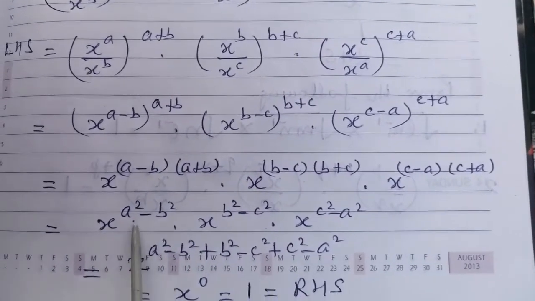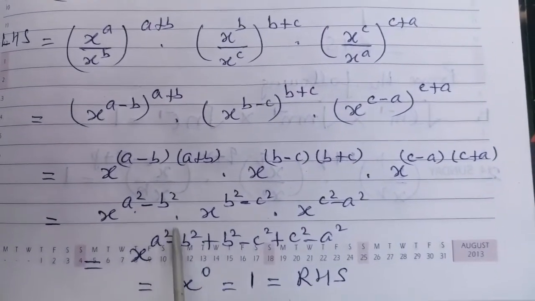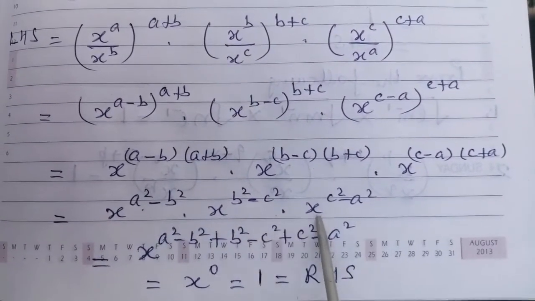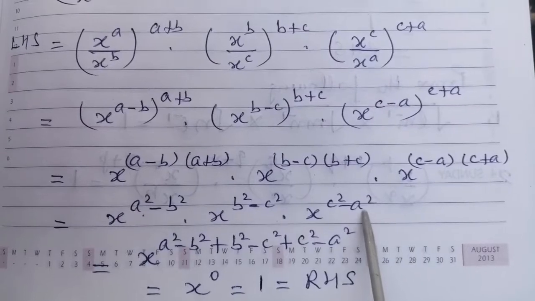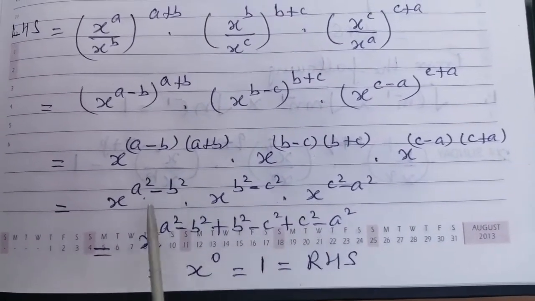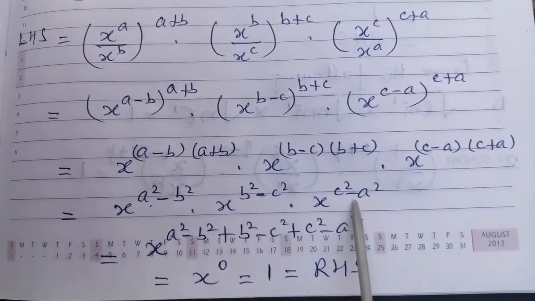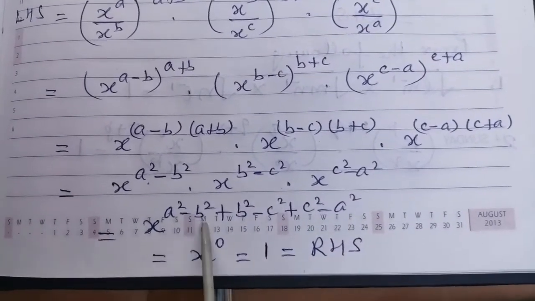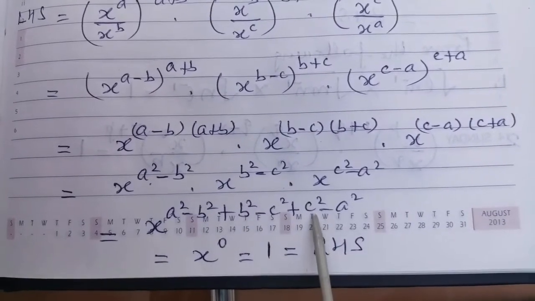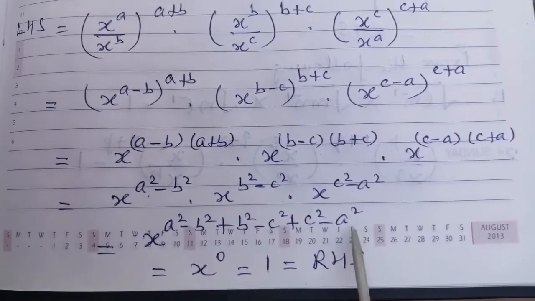So you have x raised to power a square minus b square, multiplied by x raised to power b square minus c square, multiplied by x raised to power c square minus a square. Now see, all these are getting multiplied, so powers will get added. So we have x raised to power a square minus b square plus b square minus c square plus c square minus a square, right?